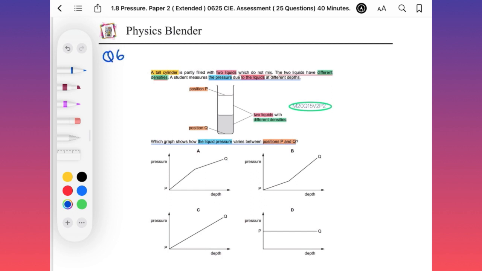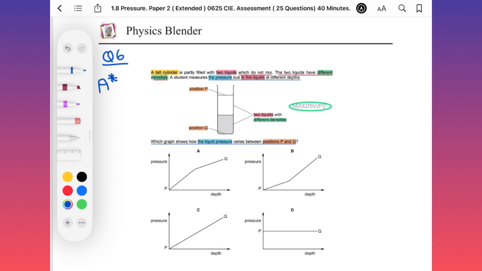Question 6 is challenging and is very important. We have a cylinder partly filled with two liquids. These two liquids do not mix and they have different densities. Remember, density is an intrinsic property. Each liquid, each material has its own density. It's a physical property. A student measures the pressure due to liquids at different depths.